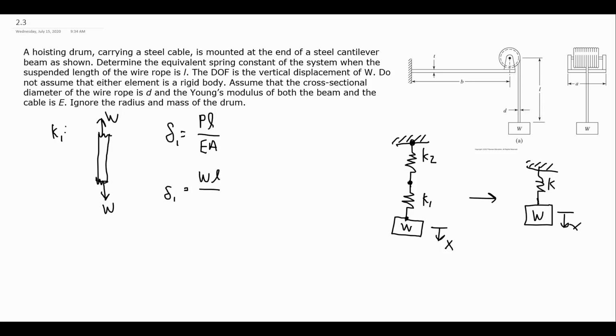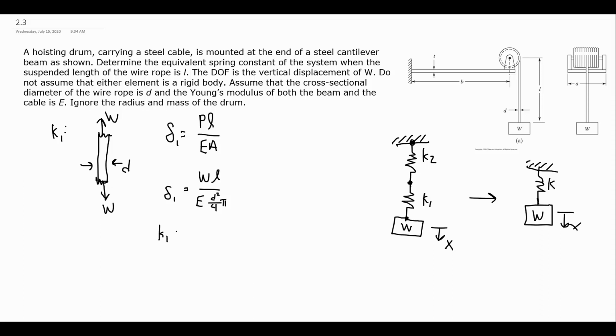We are told that both materials are going to have the same Young's modulus E, and then we need A, which will be the cross-sectional area of the cable. And we're told that the cable is going to have some diameter D. So we can write that. We know that pi times the diameter squared over 4 is going to be the cross-sectional area of our cable. So I can rearrange this because I want K1.